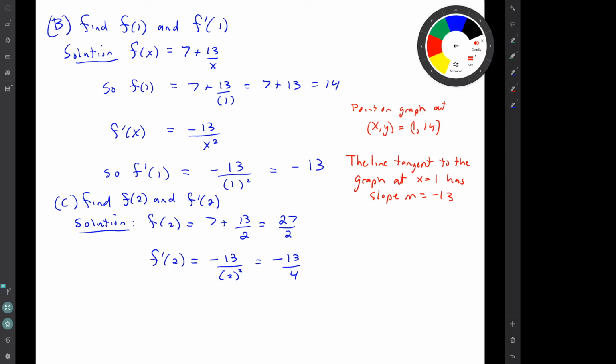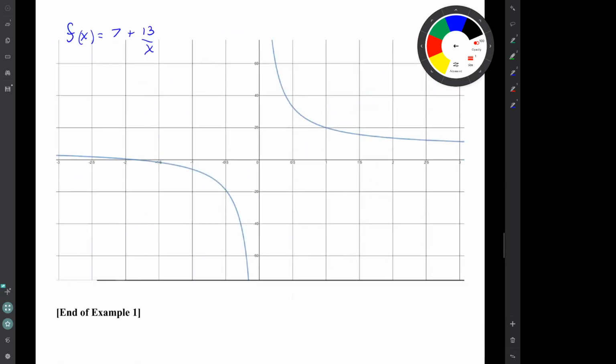I made a mistake here. This should not be the number 14. This should be the number 20. And this should be the number 20 as well. Go down and add those features to the graph. So there's our point with coordinates 1, 20. And we have to draw a tangent line and indicate that its slope is m equals negative 13.